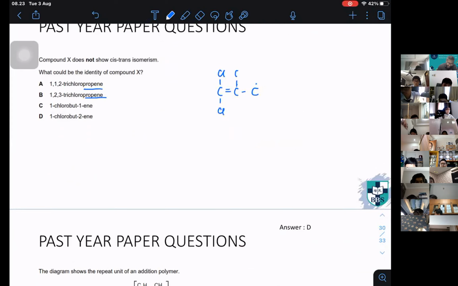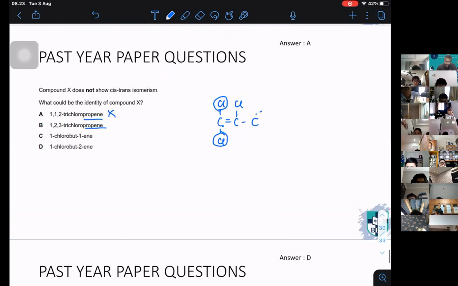Cl, Cl. So I want to find out whether this one shows cis and trans. The carbon is attached to two same groups, so it cannot. Automatically, the carbon beside the double bond must have two different groups. So automatically, no need to even see here, this one is out. The answer is going to be does not. That is the answer.